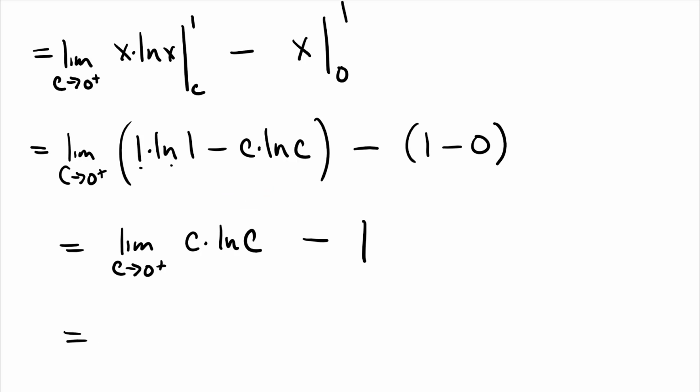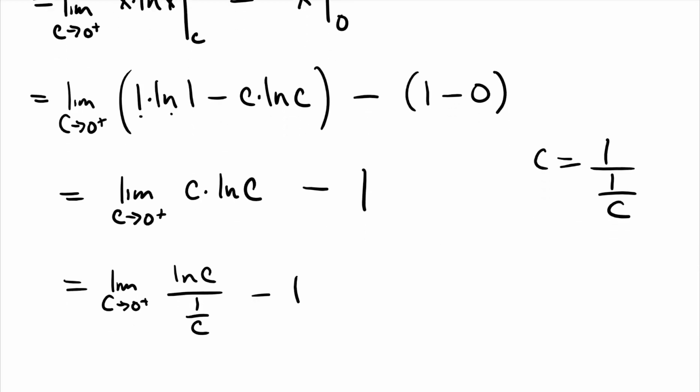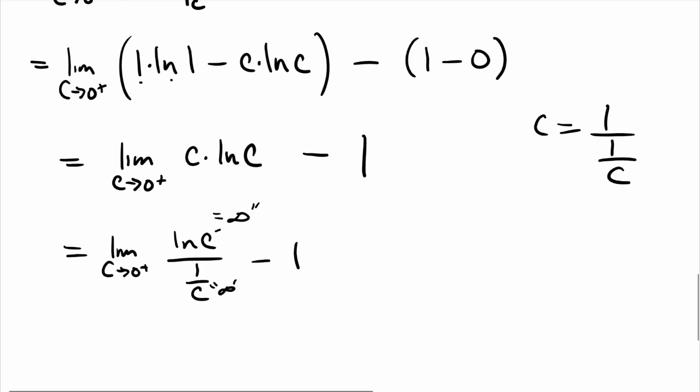Do you remember this? Limit as c tends towards 0, ln c over 1 over c, and we do this crazy trick where we say that c is the same thing as 1 over 1 over c. Hey, there it is. Now we can do L'Hopital's on that, because up top we have a negative infinity, and down below we have a positive infinity. So let's do L'Hopital's.